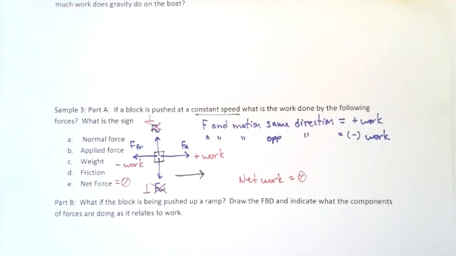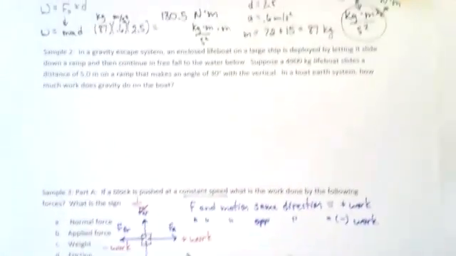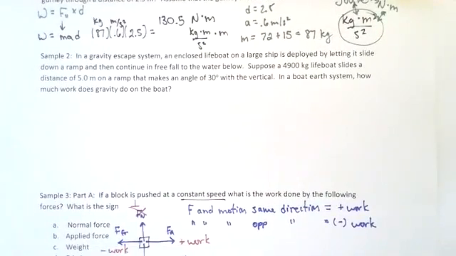All right, let's look at one more sample problem. Let's go to this number 2. In a gravity escape system, an enclosed lifeboat on a large ship is deployed by letting it slide down a ramp and then continuing in free fall to the water below. Suppose a 4,900 kilogram lifeboat slides a distance of 5 meters on a ramp that makes an angle of 30 degrees with the vertical. In a boat or system, how much work does gravity do on the boat?